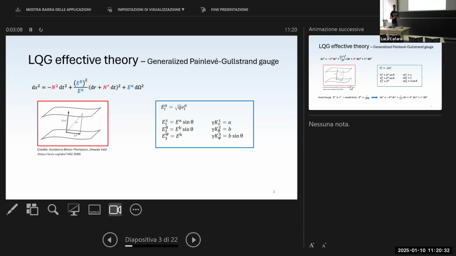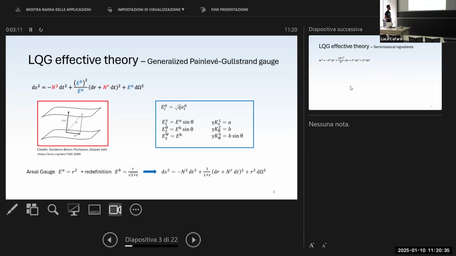Okay, this is step 0. Step 1 will be to impose a certain gauge, which is called the areal gauge. We just choose this function to be the square of the physical radius, r, and then it is convenient, though not necessary, to redefine this E^B in terms of a new function epsilon, which is a function of t and r in general. The reason is that if we do so, we get to this metric, which is well known in classical GR. This is the so-called Painlevé-Gullstrand gauge, or PG for short. As far as I know, originally the PG gauge was with epsilon equal to 0 and N equal to 1. So that's why people started calling this the fully generalized PG gauge, but that's just a matter of the name.